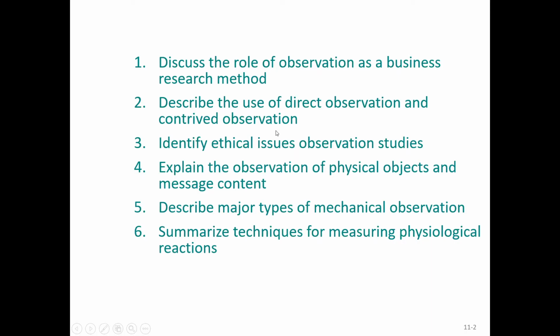The learning outcomes. After we study this chapter, we'll be able to discuss the role of observation as a business research method, describe the use of direct observation and contrived observation, identify ethical issues in observation studies, explain the observation of physical objects and message content, describe major types of mechanical observation, and summarize the techniques for measuring physiological reactions.